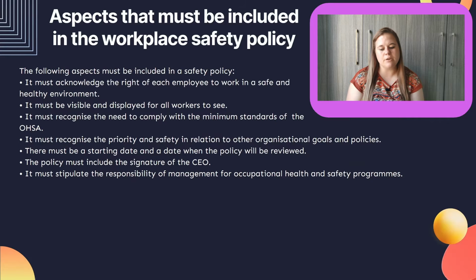All right, aspects that need to be included in the workplace safety policy. The following aspects must be included in a safety policy. It must acknowledge the right of each employee to work in a safe and healthy environment. It must be visible and displayed for all workers to see. It must recognize the need to comply with the minimum standards of OHSA, which is the Occupational Health and Safety Act. It must recognize the priority of safety in relation to other organizational goals and policies.